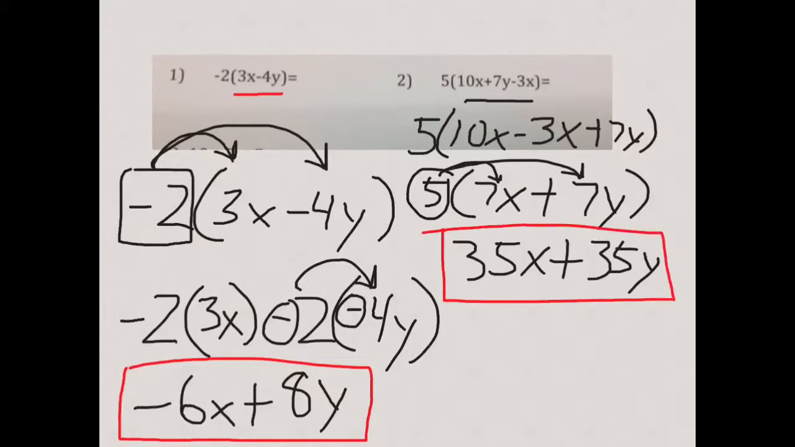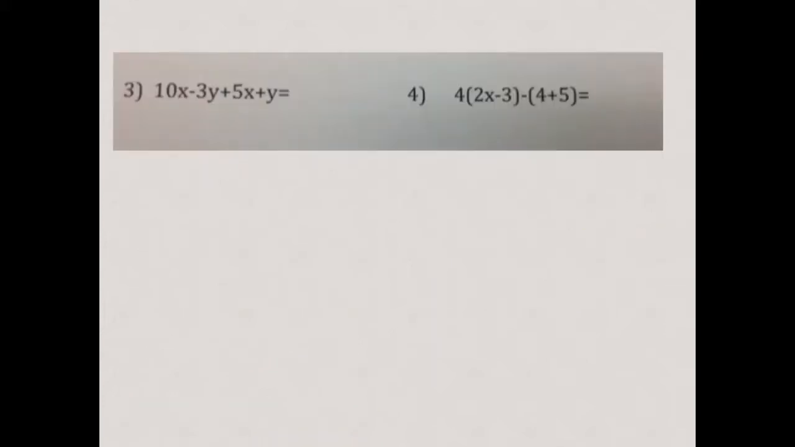Okay, so problem number 3. Right here, I'm looking, there's no parentheses. So what I'm going to do is just combine like terms. Now, one of the best things you can do is use commutative property to put those numbers next to each other so that way when you add or subtract, it's a little bit easier.